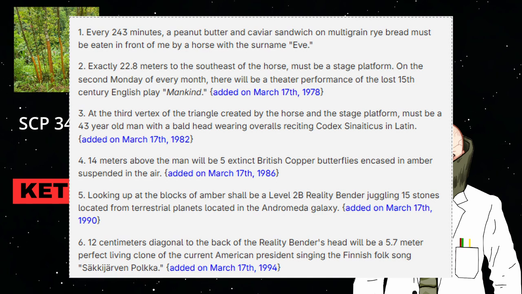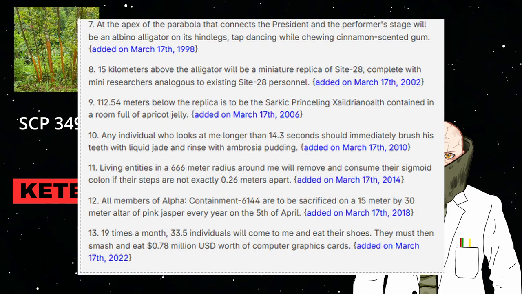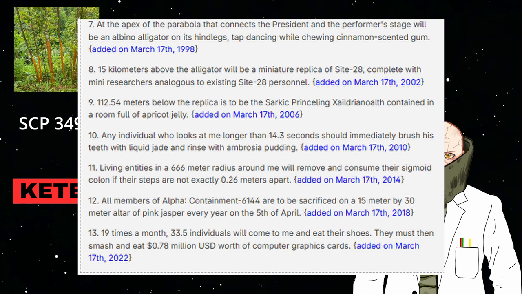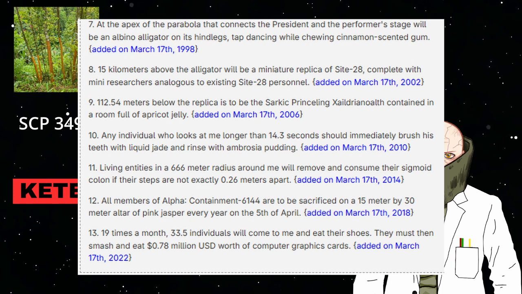14 meters above the man will be 5 extinct British copper butterflies encased in amber suspended in the air. Looking up at the blocks of amber shall be a level 2B reality bender juggling 15 stones located from terrestrial planets located in the Andromeda Galaxy. 12 centimeters diagonal to the back of the reality bender's head will be a 5.7 meter perfect living clone of the current American president singing the Finnish folk song Säkkijärven Polka. At the apex of the parabola that connects the president and the performer's stage will be an albino alligator on its hind legs, tap dancing while chewing cinnamon-scented gum.